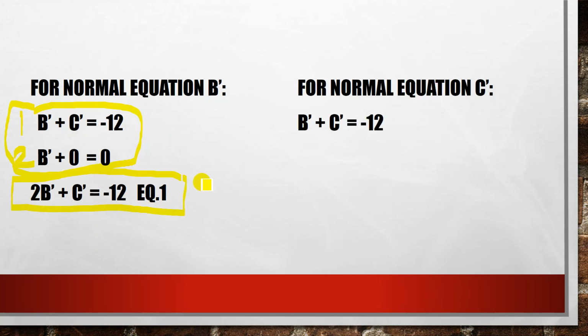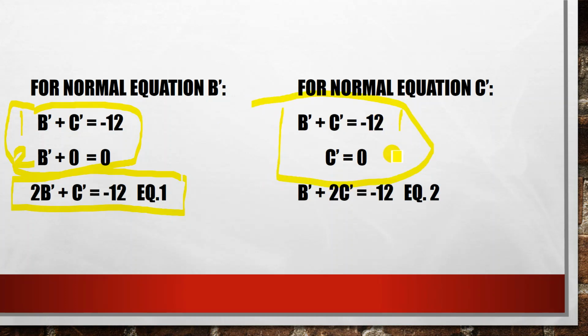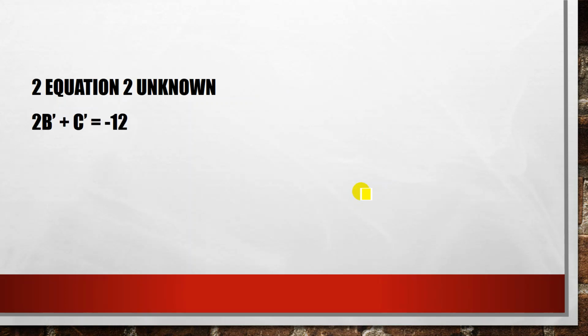So, for the normal equation of C prime, i-plus lang po natin yung first equation natin sa previous slide at ito. So, B prime plus C prime is equal to negative 12 and C prime is equal to 0. So, makakakuha po tayo ng equation 2 na B prime plus 2C prime is equal to negative 12. So, ganito na po. Two equations, two unknowns.